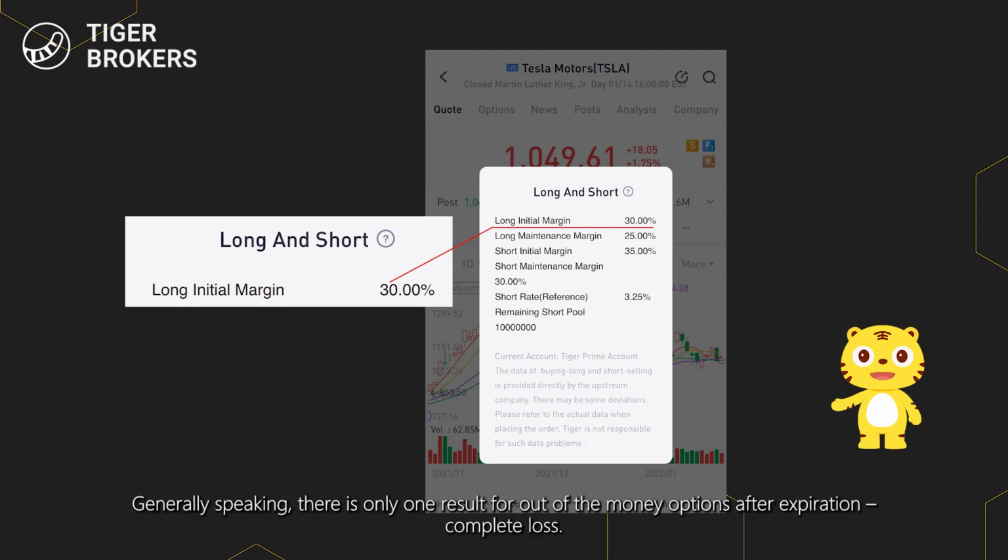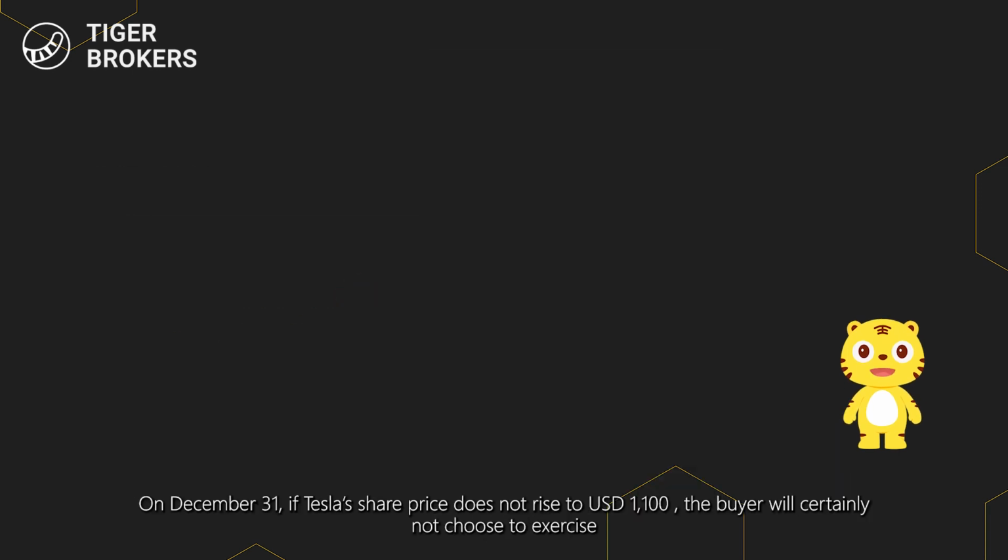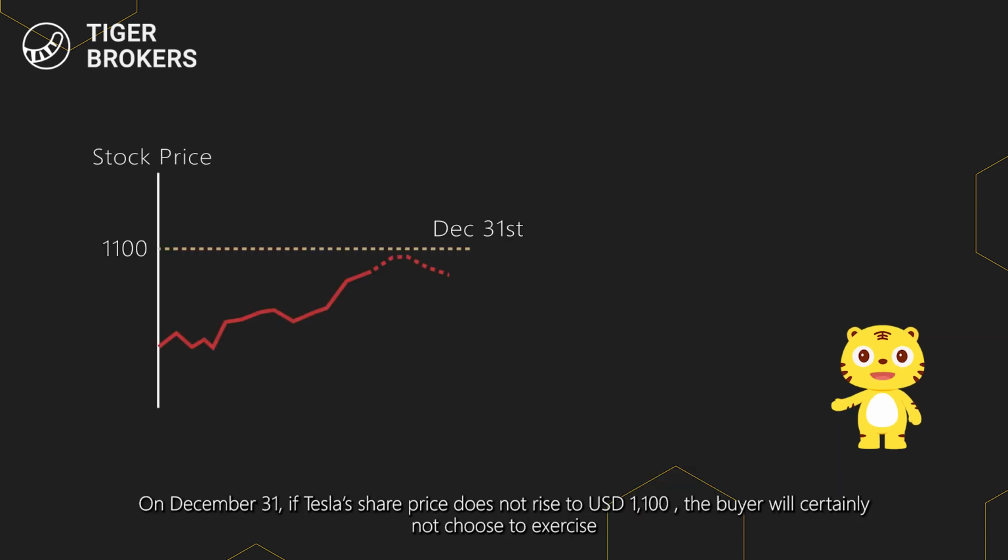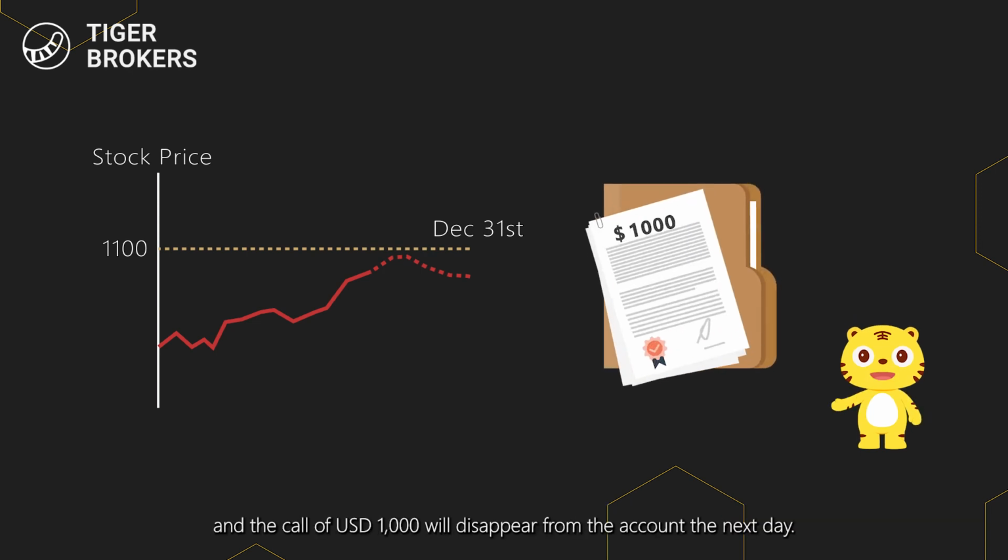Generally speaking, there is only one result for out-of-the-money options after expiration: complete loss. On December 31st, if Tesla's share price does not rise to $1,100, the buyer will certainly not choose to exercise, and the call of $1,000 will disappear from the account the next day.